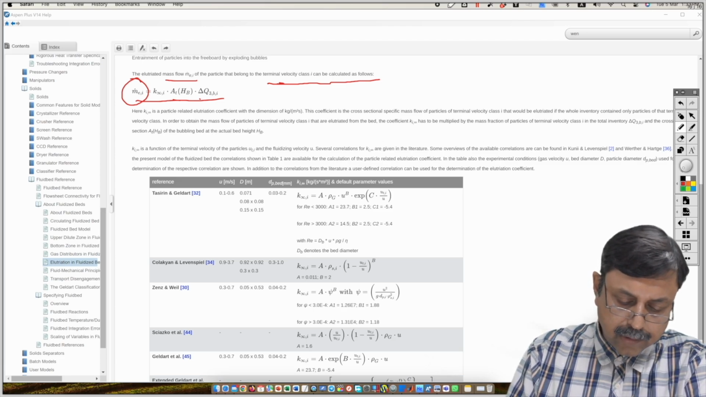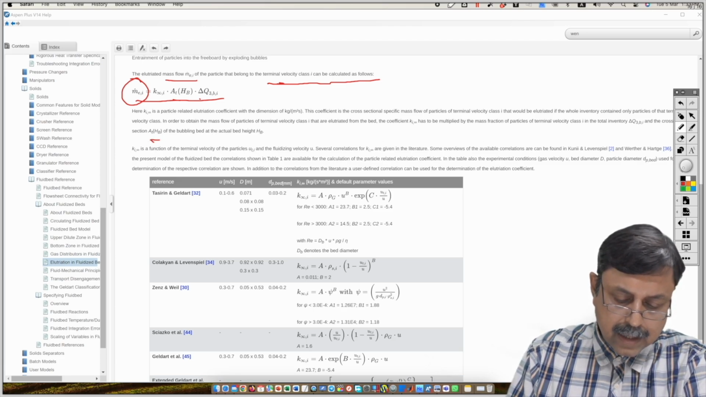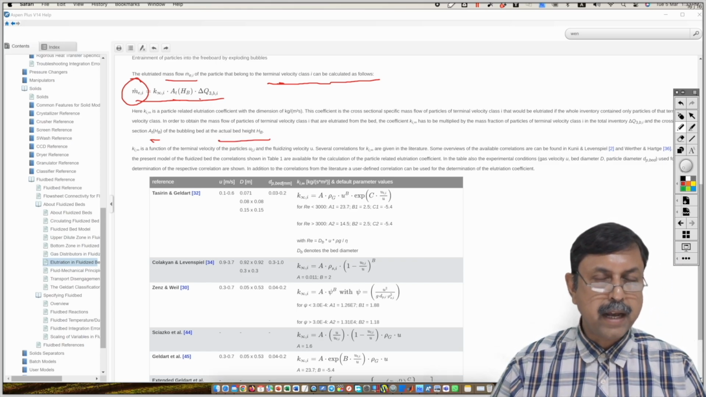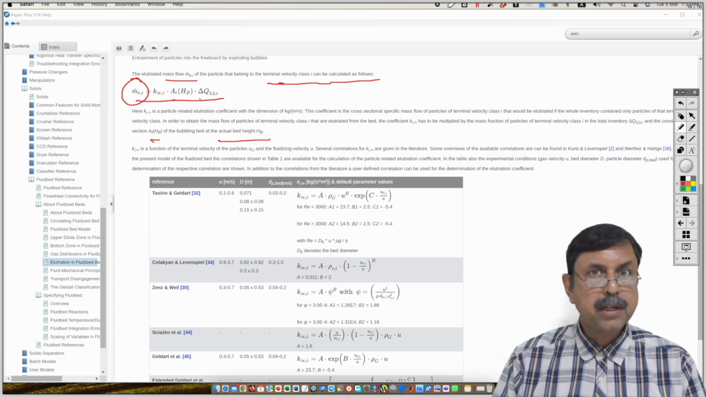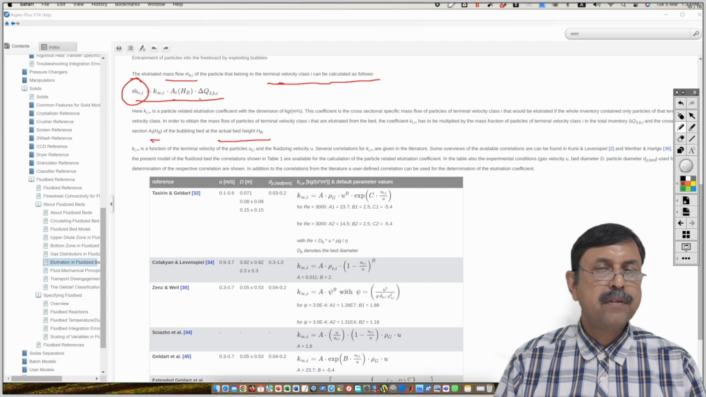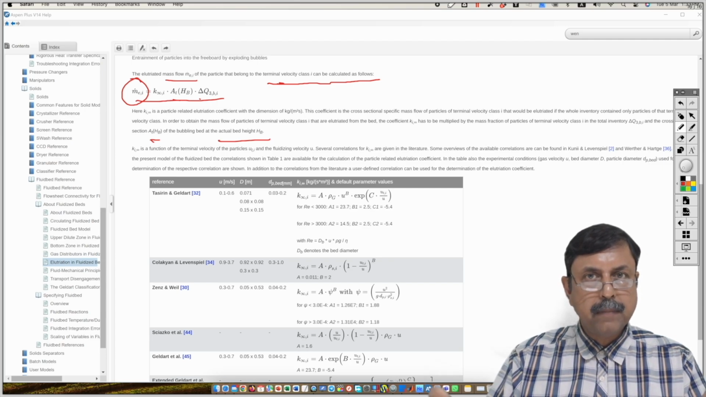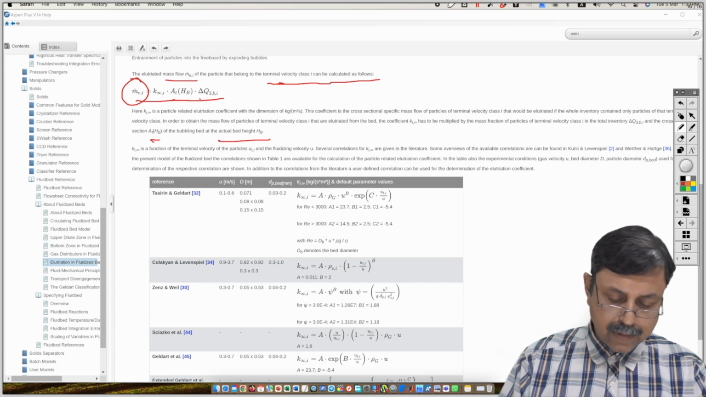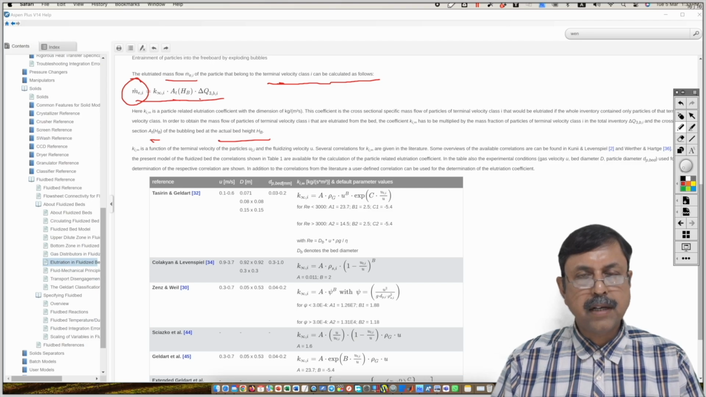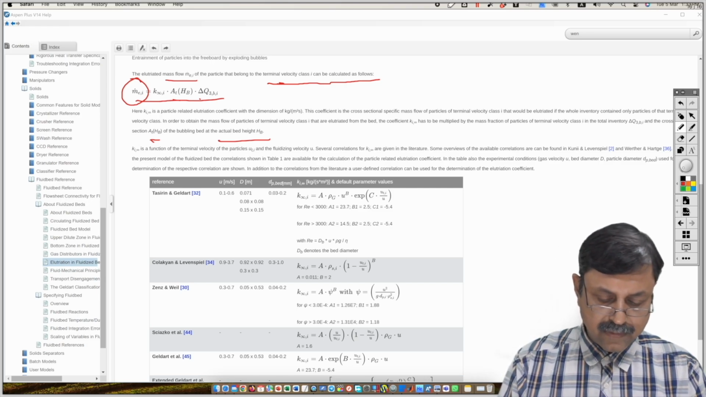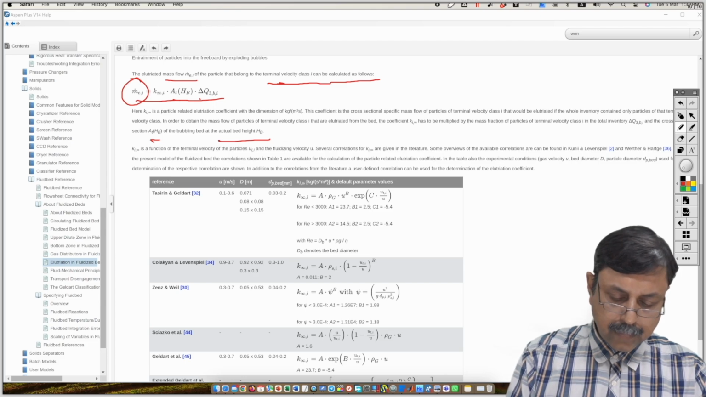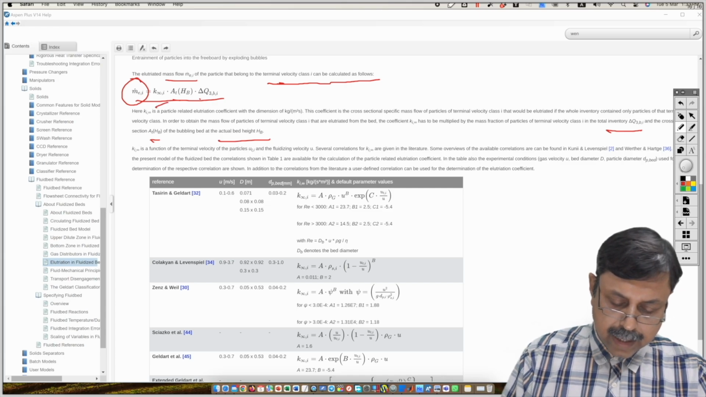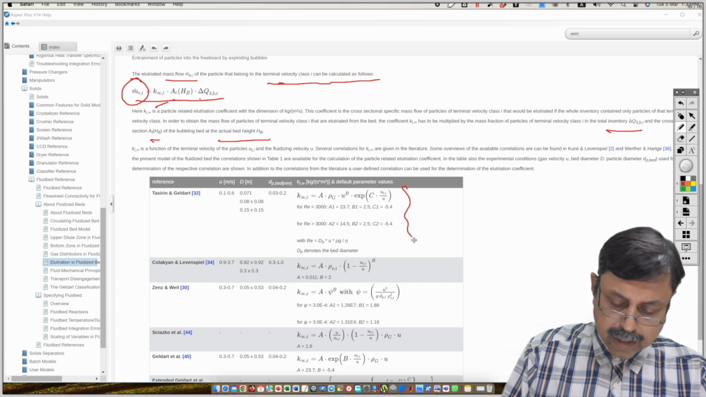ATHB is the cross-section of the bubbling bed at the actual bed height. So the cross-section of the bed is a function of bed height. Here there is an option that you can assume the bed doesn't have a constant cross-section. The bed may be tapered, so AT as a function of HB has to be given. If AT is constant, then you can give a constant value also. And delta Q is the total inventory. And what is K infinity I? K infinity I is given by this equation.